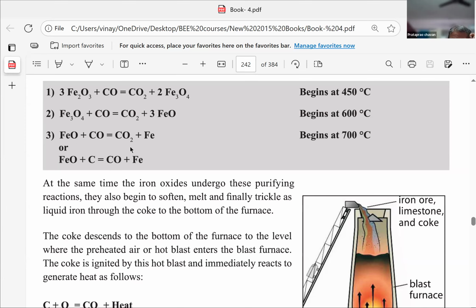So in three stages, the oxygen is removed from the iron oxide, and a pure form of Fe is obtained. Finally, this Fe melts down at the bottom of the furnace. CO goes away along with the gases.